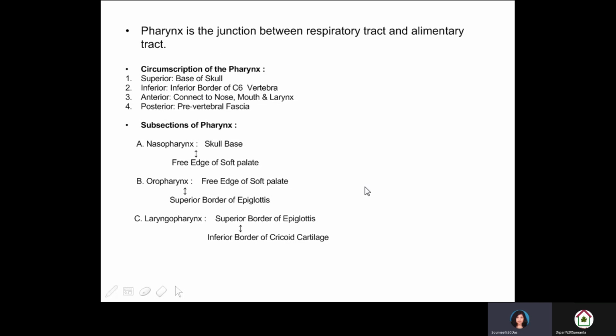Circumscription, or the boundary of pharynx. So pharynx extends from the superior portion, or the upper portion. It extends from the base of the skull to the inferior border of cervical sixth vertebra, and at the anterior part, or the front part, it is connected to the nose, mouth and larynx, and at the posterior part this is connected with prevertebral fascia.